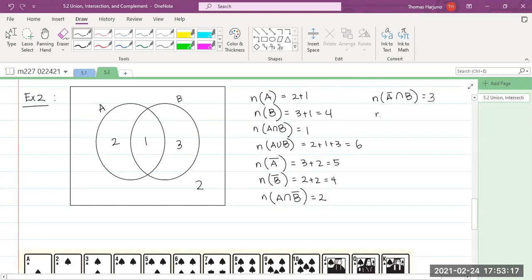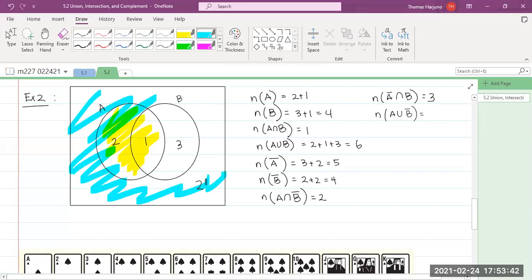How about the number of elements in A or outside of B? This one is more difficult. Let's identify first what are the elements in A or outside of B. The ones inside of A are these. These are the ones inside of A, right? Now, the ones outside of B are these. Those are the ones outside of B.